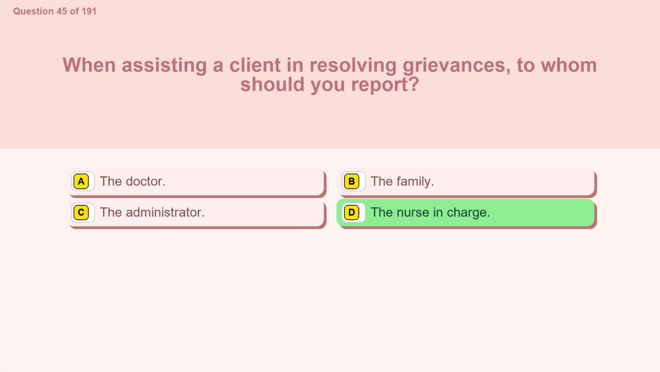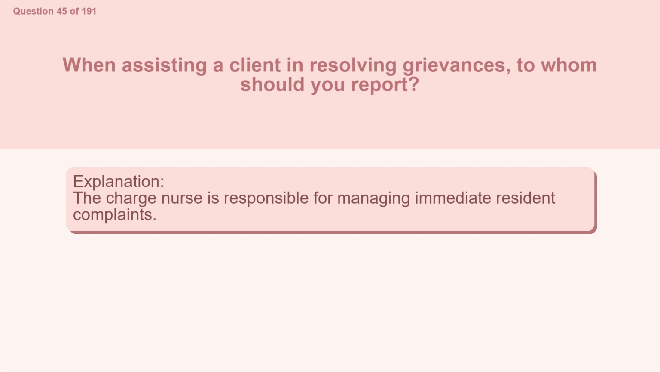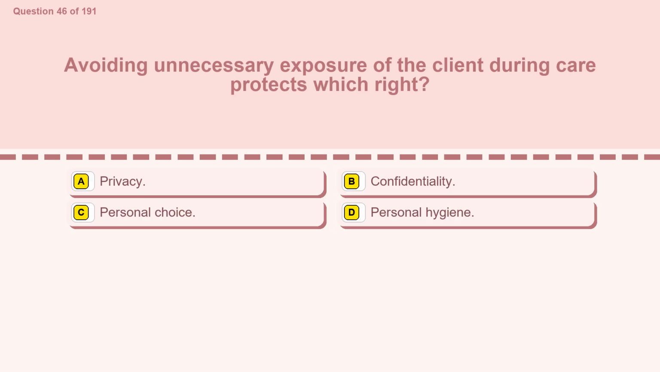The correct answer is option D. The nurse in charge. The charge nurse is responsible for managing immediate resident complaints. Question 46. Avoiding unnecessary exposure of the client during care protects which right?